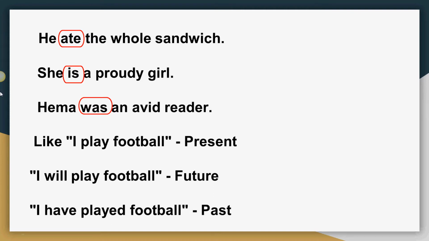Like here, in the first sentence, I play football. It is representing the present situation. I will play football. It represents that the action will take place in the future. I have played football. The action has already happened in the past.